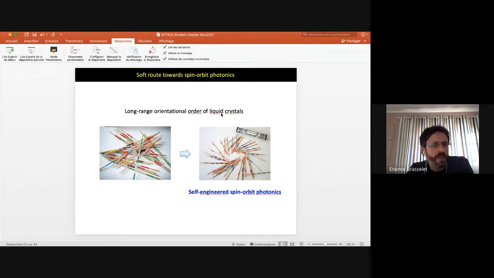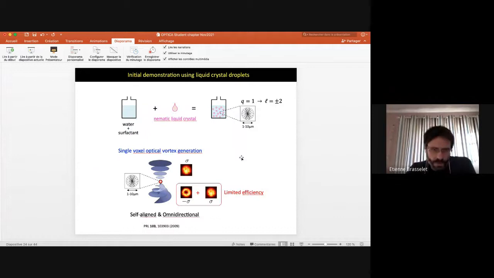Because remember, the molecules of liquid crystals tend to be locally parallel to one another, which means that you can manage to tame matter, just to drive it into a situation where there will be self-organization around structural, material, orientational defects, without the need of artificially writing these structural orientational defects. If you succeed to do that, you will have access to a self-engineered route, so self-engineered technology, developing spin orbit photonics.